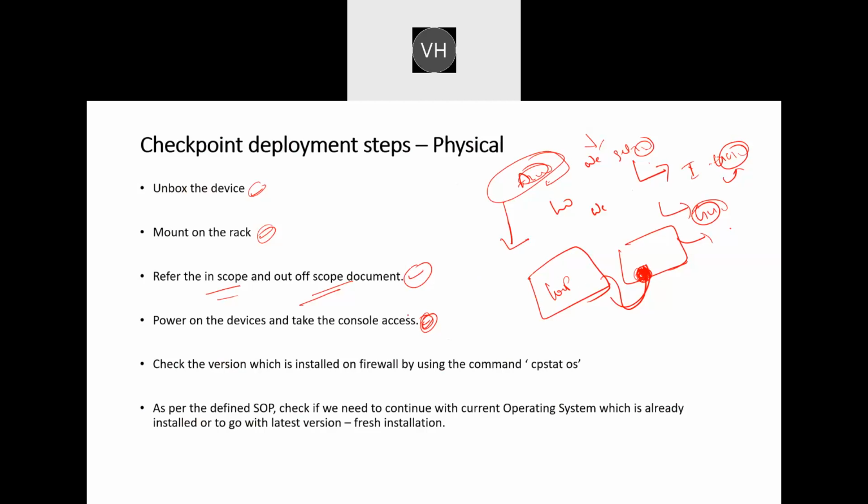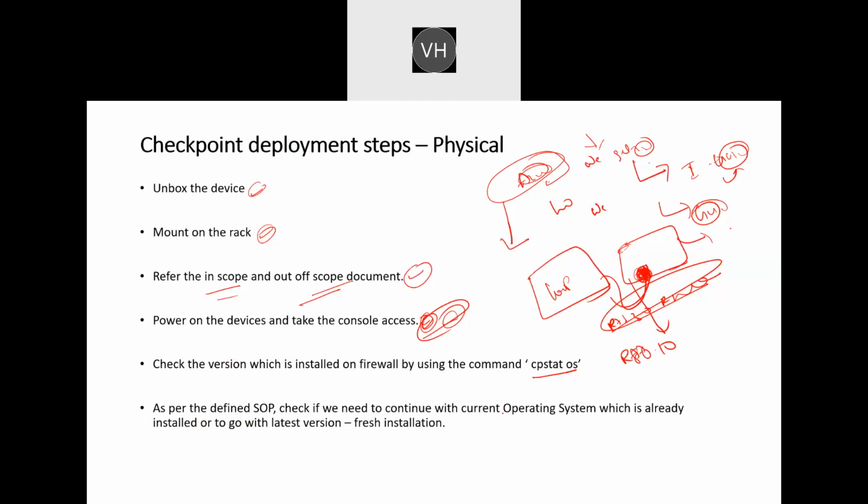And we have to power on the firewall. Once we power on the firewall, we need to check which OS it is running, whether it is R77.30 or R80.10. If you want to check that, once you connect to the firewall with console access, we'll be able to access the device. Once you log into this device, to check which version, we have the command called cpstat os. If you give this command, it will show which version it is running. Suppose consider that it is R80.10.